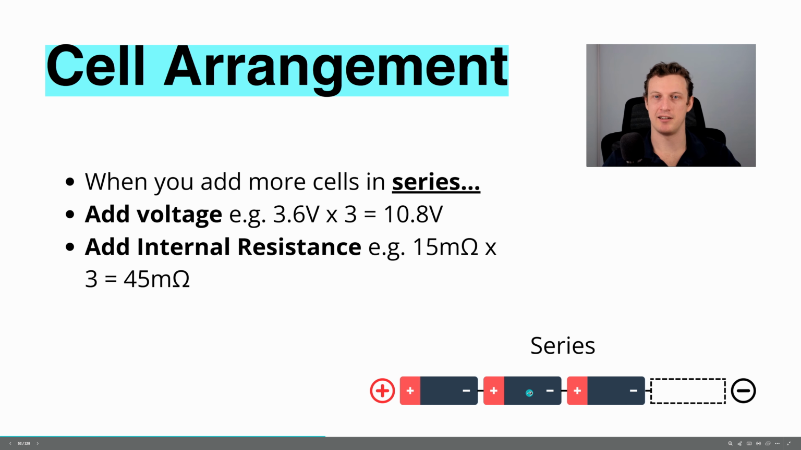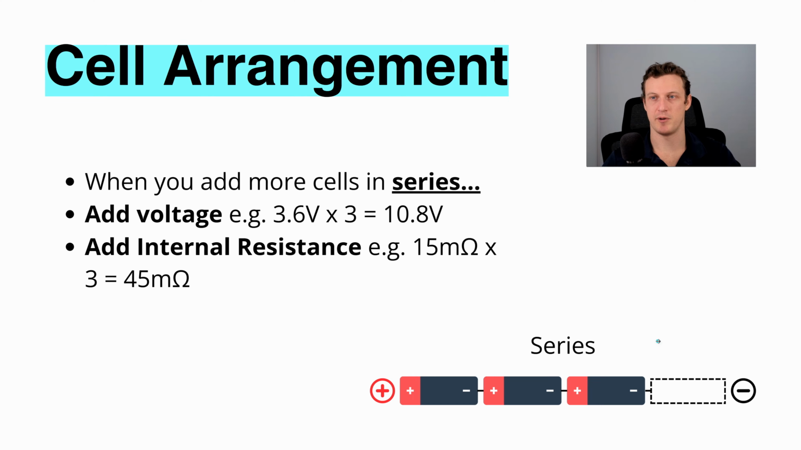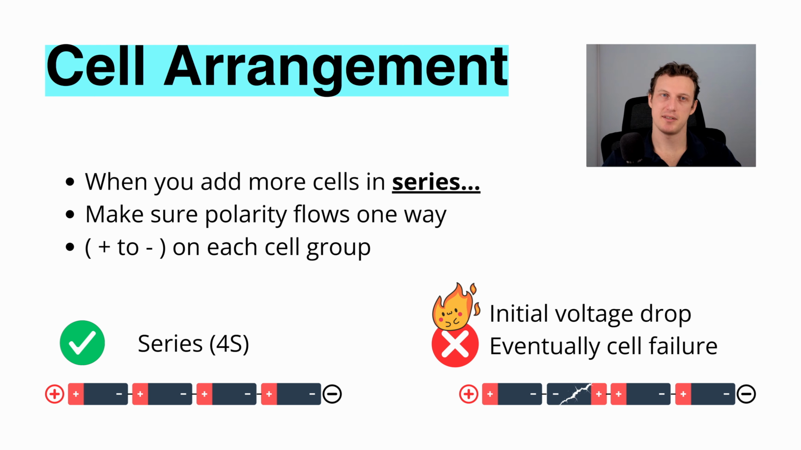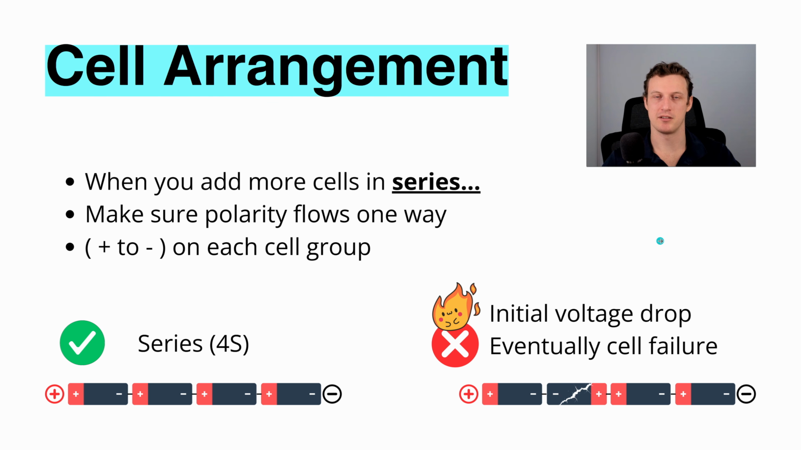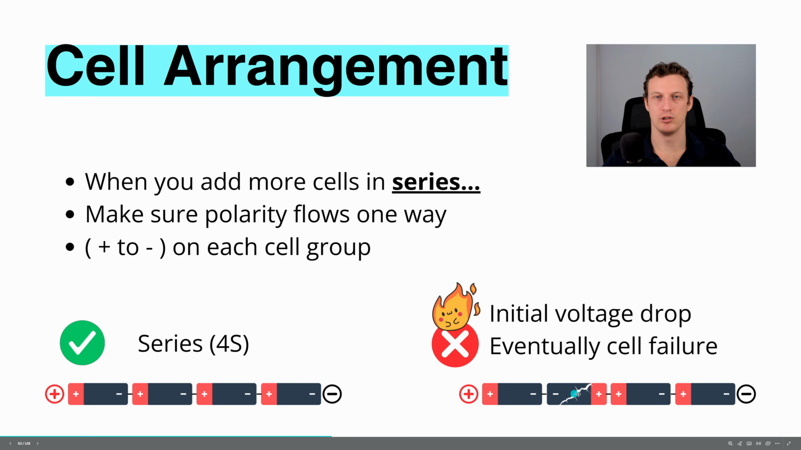And if you were to add an extra cell in series, that's where the cell would go in the dashed box. And when you're adding more cells in series, make sure the polarity flows one way. So again, align the plus and negative of each cell. This is what it looks like when you do it correctly. But if you put one of them in backwards, it's not going to be as dramatic as a short circuit in a parallel group. However, what you have is essentially one cell fighting all of the rest, and it will eventually break down and the cell or cell group will fail.